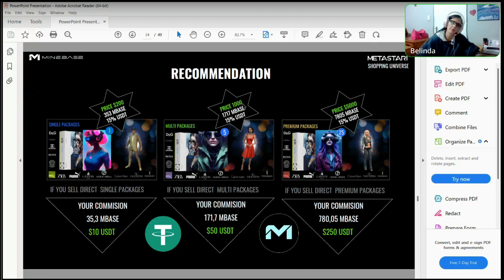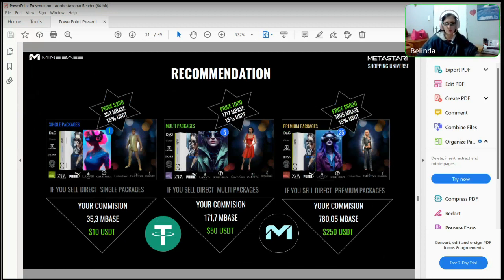And then the $1,000 package, you get 171 Minebase tokens and $50 USDT. So it's actually worked out at the exchange price, which is good. Okay, you get 15%, yeah. So it's worked out on the exchange price, as far as I can tell. Okay, which is good.